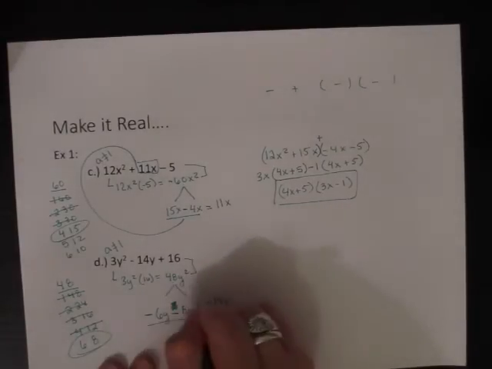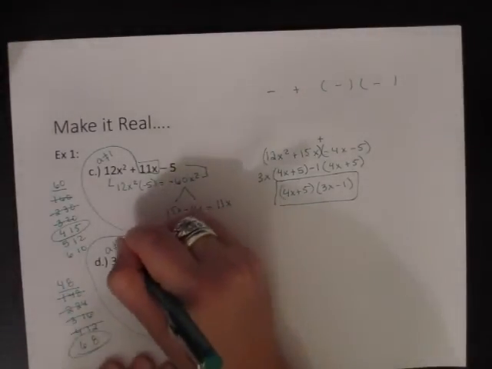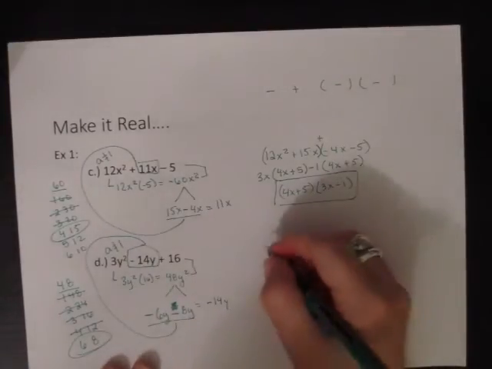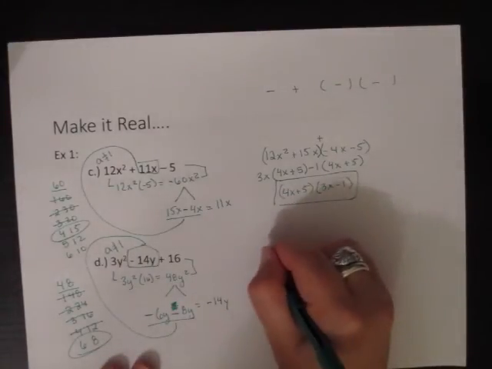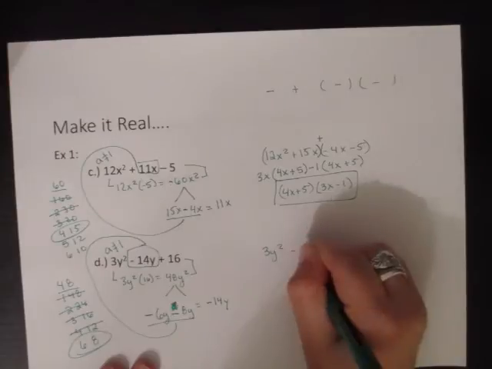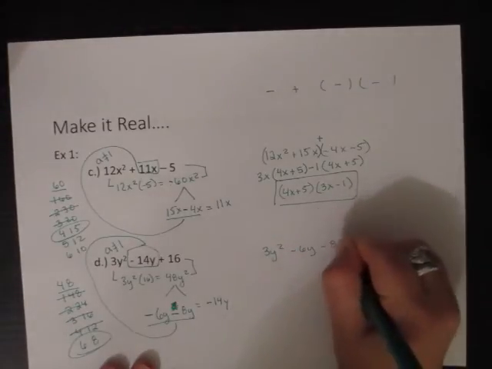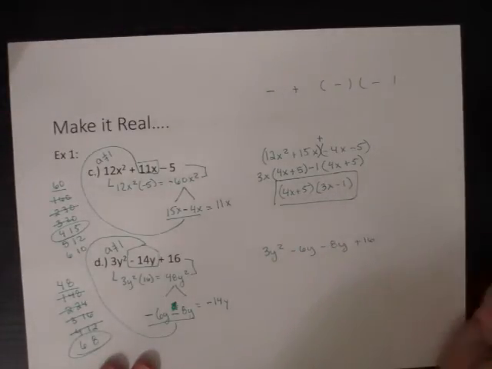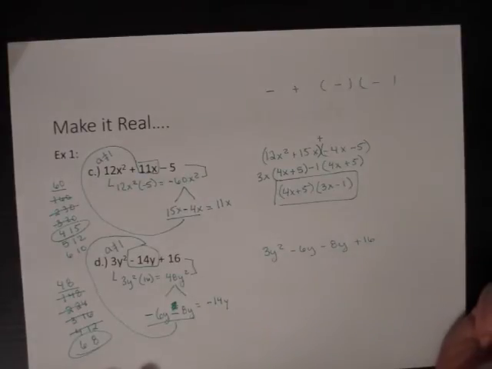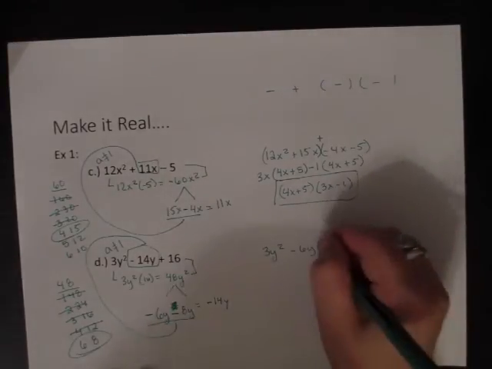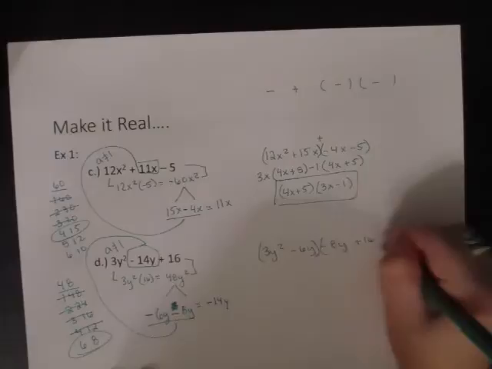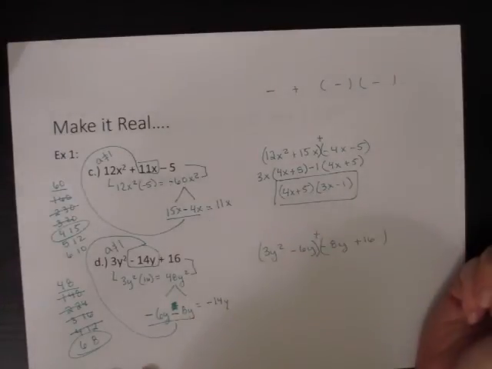So now I'm going to take what I just found, and I'm going to plug it into my b to make 4 terms. So I've got 3y squared minus 6y minus 8y plus 16. So I've got 4 terms. So whenever I have 4 terms, then I can factor by grouping. And put my little plus up there.